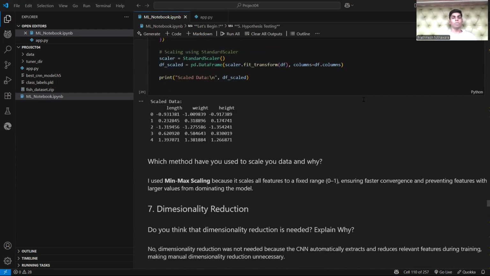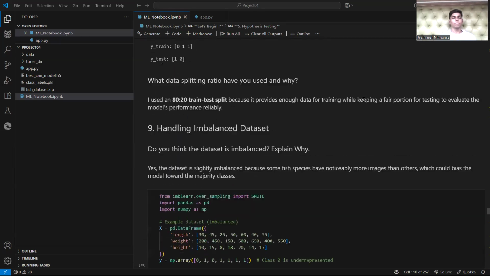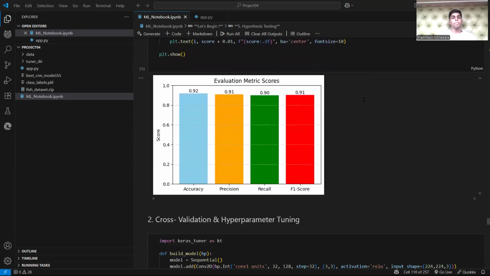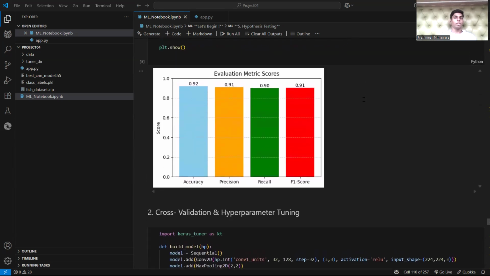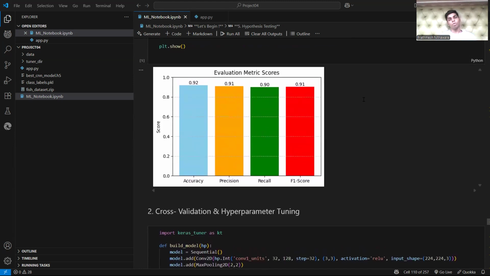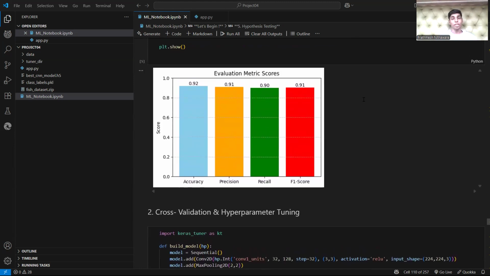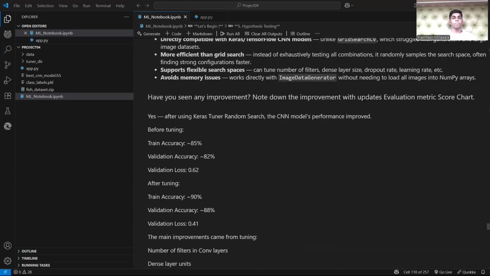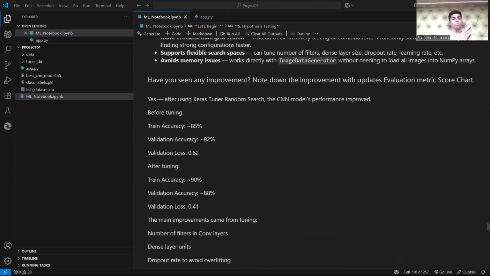Now, I'd like to move on to ML model 1. In this, we got the evaluation metrics of accuracy of 0.92, precision 0.91, recall of 0.90, and F1 score of 0.91. Before training, the accuracy was 85%, and after training, training accuracy was 90%. The validation score was 82%, and validation accuracy is 88%.